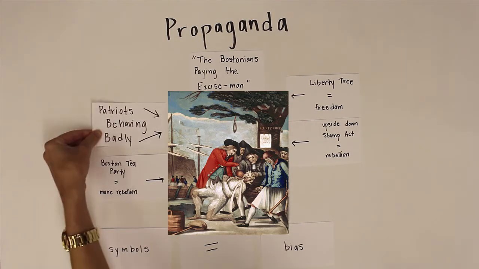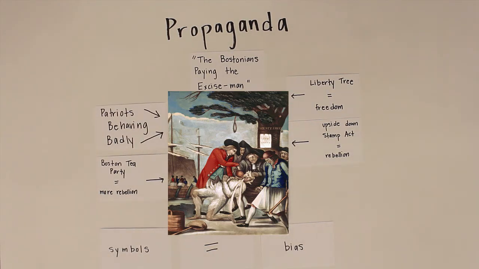This etching was published in British papers, so this time the Patriots are the ones being shown in a negative light.